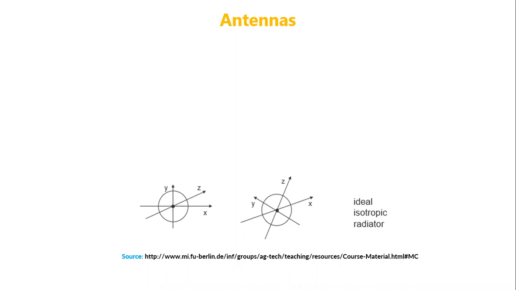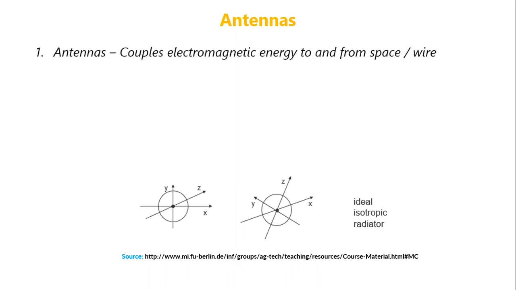Welcome. The topic we'll be discussing in this lecture is antennas. Basically, here we'll be discussing the different types of antenna. Antennas are something like a transceiver. That is, it acts as a transmitter and also as a receiver. It couples the electromagnetic energy to and from space or to and from any wired communication channel like coaxial cable or any other conductor.